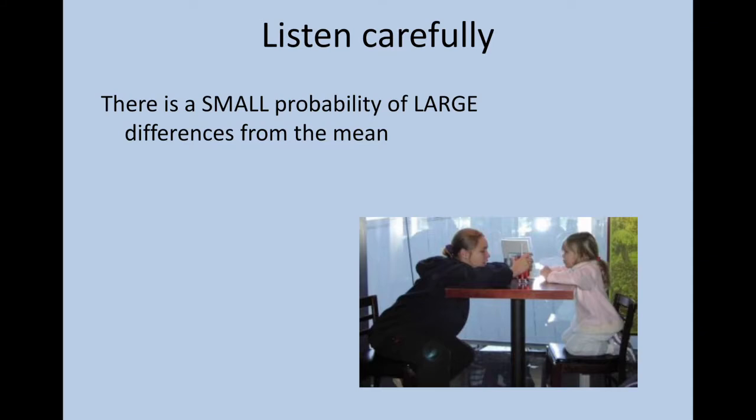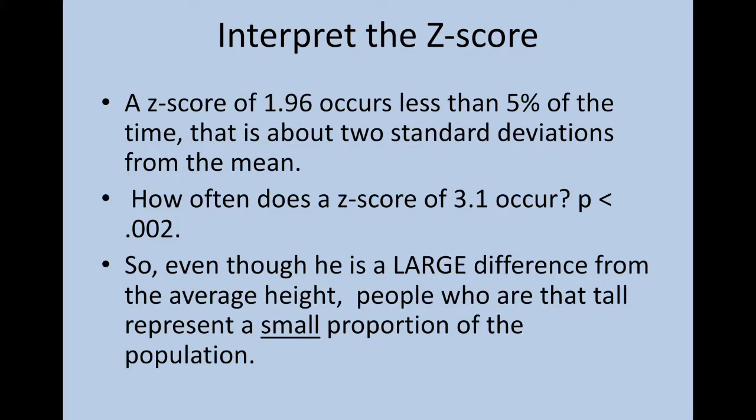So, there is a very small probability of large differences from the mean. A score of 1.96 occurs less than 5% of the time. That is about 2 standard deviations from the mean. So 95% of the time, people are within 2 standard deviations of a mean. How often does a z-score of 3.1 occur? Well, the probability of that, if we looked it up in a z-table, would be less than 0.002, so less than 2 times per 1,000.